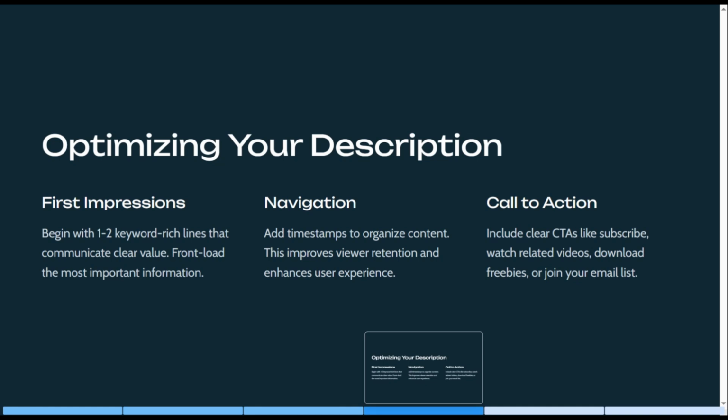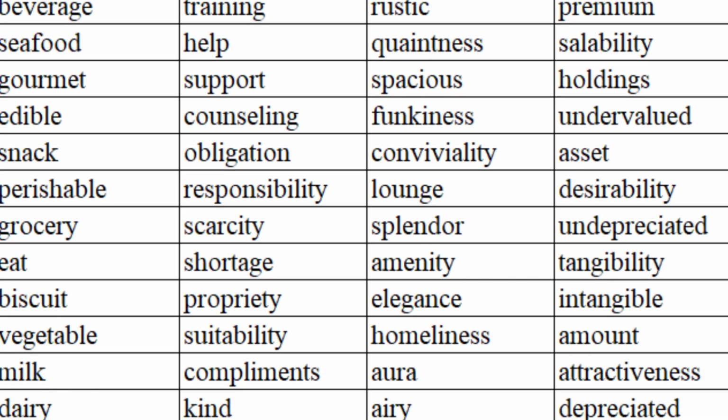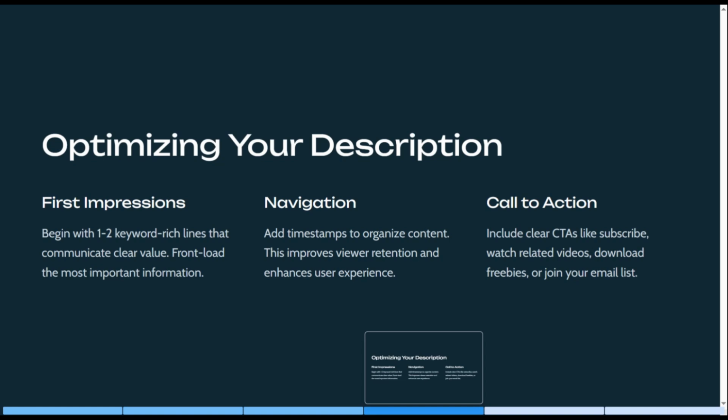So optimize your description. First, your keyword. Let's say you're talking about YouTube growth, or YouTube views, or the YouTube algorithm. The first two sentences in your description should contain those keywords. Want to learn about YouTube views? This video shows you how to. That's what a good description is all about.